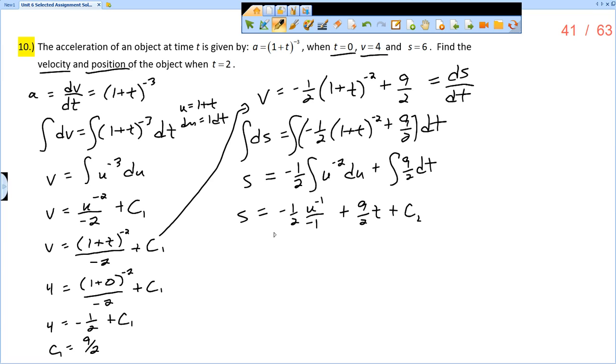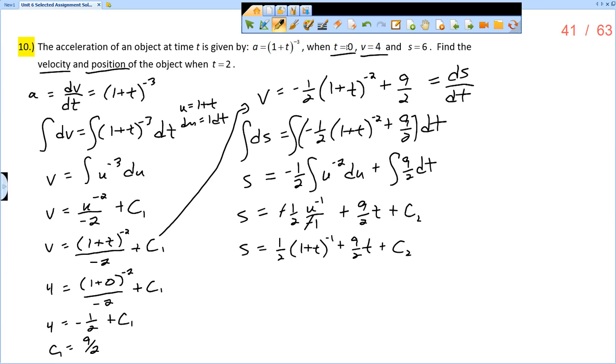All right, so now I want to replace the u. So I have s equals, now I have a negative and a negative, so this is really just 1 half u, which is 1 plus t to the negative first, plus 9 halves t plus c sub 2.